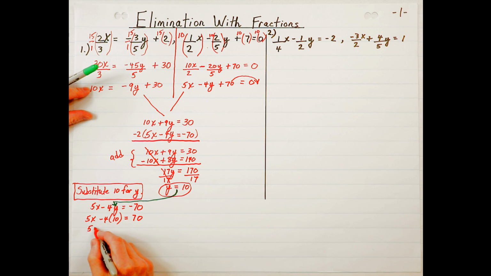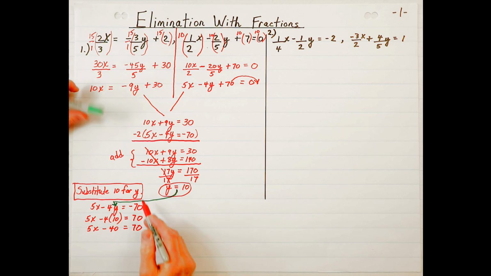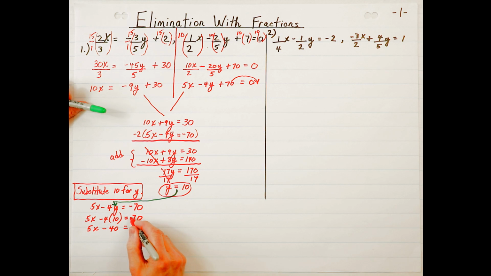So 5x minus 40 is equal to 70. Now, I think I made a mistake here. Yes, I did. Look, careless. It's easy to be careless. I do it all the time. So that should be a negative 70, right? Okay.